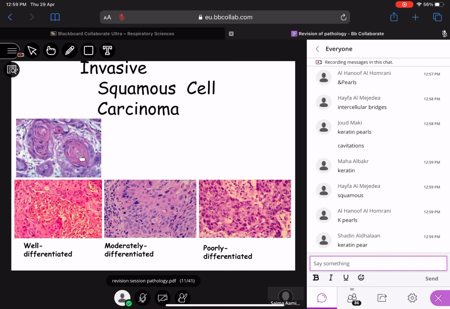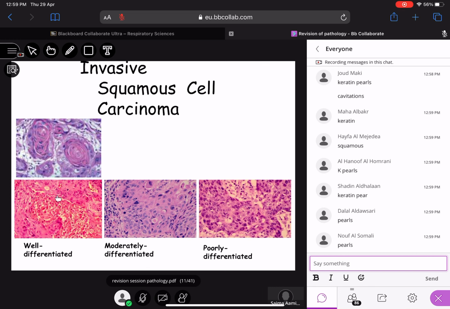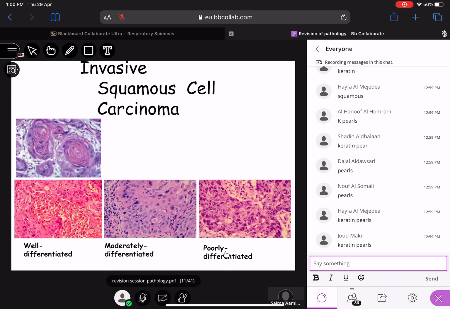Squamous keratin pearls. Yes, this is keratin pearls, so it is well differentiated squamous cell carcinoma. When you see fewer keratin pearls, but still you can see a few individual cell keratinizations as this pinkish thing in the cytoplasm, you will go for moderately differentiated. And when you don't see any keratin pearls, then it is a poorly differentiated tumor, which needs immunohistochemical staining for its classification, to determine what exactly the tumor is.